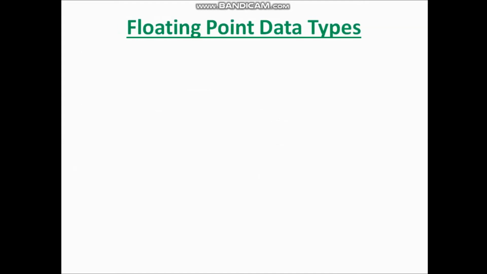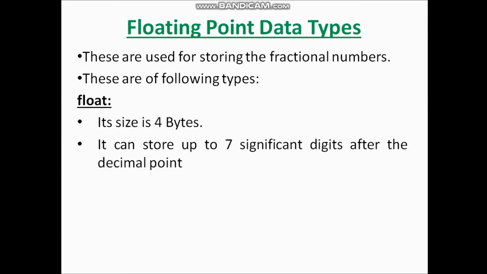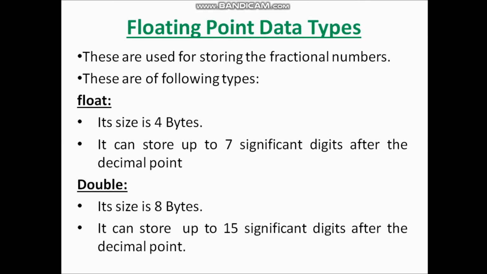These are used for storing fractional numbers. These are of the following types. First one is float. Float can store up to 7 significant digits after the decimal point, and its size is 4 bytes. The second one is double. It can store up to 15 significant digits after the decimal point, and its size is 8 bytes.